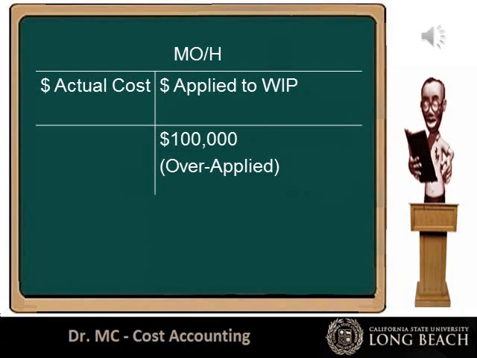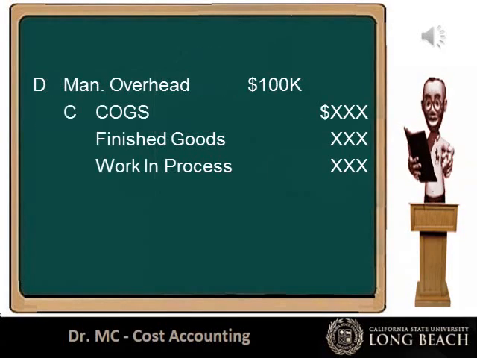Assume that a company's manufacturing overhead is $100,000 over-applied, and the variance is material. You need to debit the manufacturing overhead account for $100,000 in order to zero out the account, and you then need to credit work in process, finished goods and cost of goods sold to complete the journal entry.